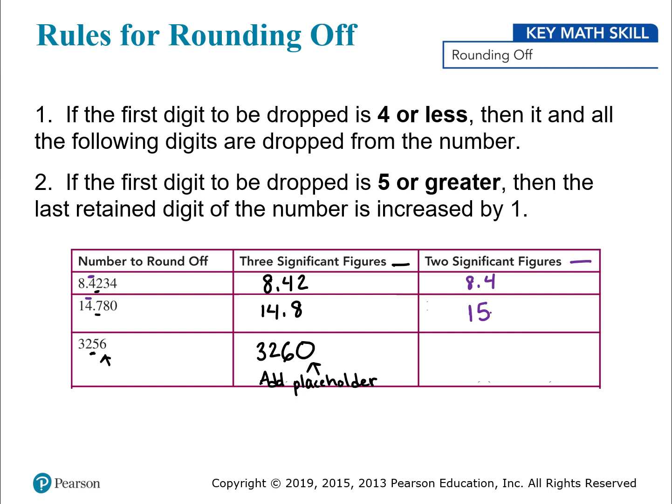Last one, 3,256. We're looking at the 2 as our last retained digit. That means we're looking at the 5 to tell whether or not we round up or stay the same. 5 is 5 or greater, so we're going to bump that 2 up to a 3. And 33 is not the same as 3,300. We've got to add placeholder zeros.